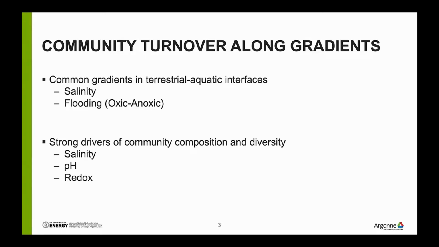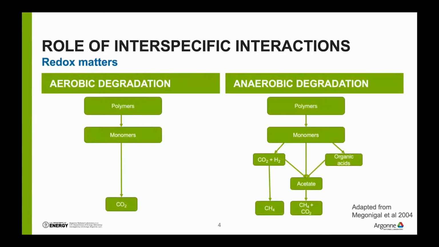And we know from lots of studies looking at broad level biogeographical patterns in microbial community composition that salinity and redox are two of probably the top 3 factors that are really driving community composition. And so it's important to realize that as we move across these gradients, the microbes that are present in one location aren't necessarily going to be present in another. And so we need to think about how we want to incorporate that into the models.